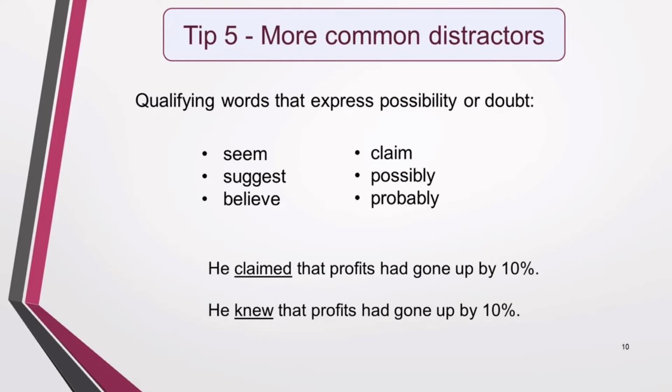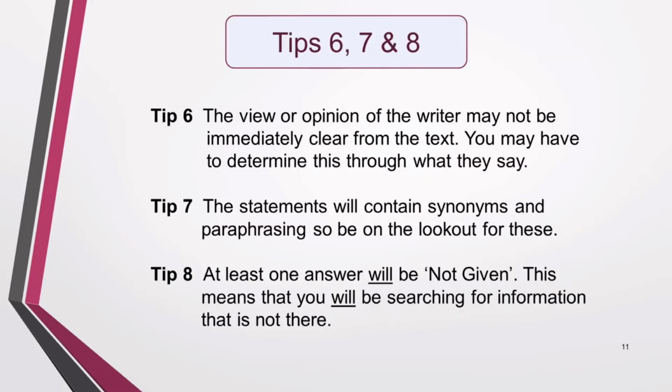Tip 5. Also be on the lookout for qualifying words that express possibility or doubt, such as seem, suggest, believe, claim, possibly, probably. Again, they can totally alter the meaning of a sentence. For example, he claimed that profits had gone up by 10%. He knew that profits had gone up by 10%. Now for the final 3 tips.